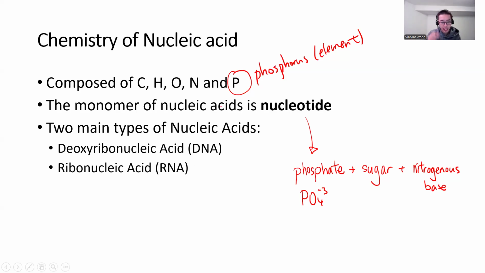Two main kinds of nucleic acids in our body. We have DNA, which stands for deoxyribonucleic acid, and we also have RNA. You might not have heard of RNA before, but during the pandemic, the vaccines, if you received the Pfizer and the Moderna vaccines, for example, they are mRNA vaccines, and the RNA is this RNA. It stands for ribonucleic acid. So two kinds of nucleic acids in our body.